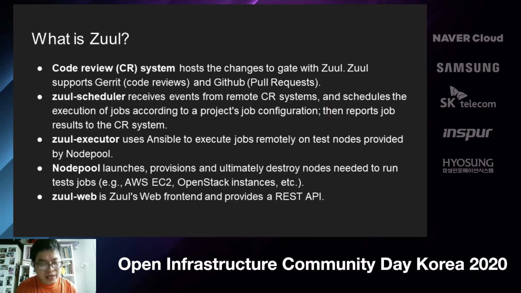ZUUL can be used with any code review system like GitHub or even Gerrit. The ZUUL scheduler receives events from the remote code review system and schedules the execution of jobs according to the project configuration, then reports job results to the CI system. The ZUUL executor uses Ansible, pretty cool, to execute jobs remotely on test nodes provided by Nodepool. Nodepool manages the compute resources to actually run the integration tests and unit tests and merging, provisions, and ultimately destroys the nodes needed to run test jobs. Finally, the web interface lets you see the progress of the running jobs.